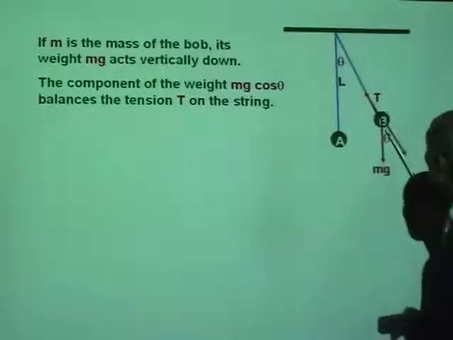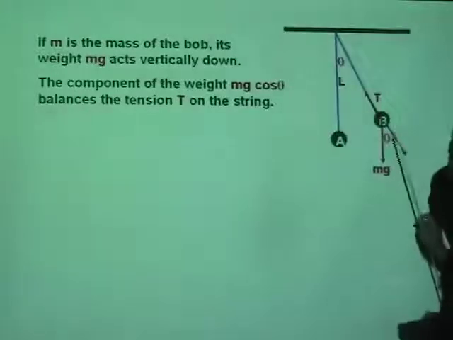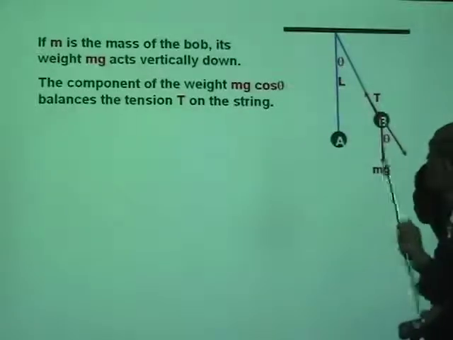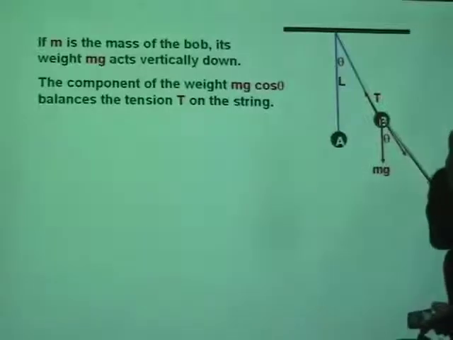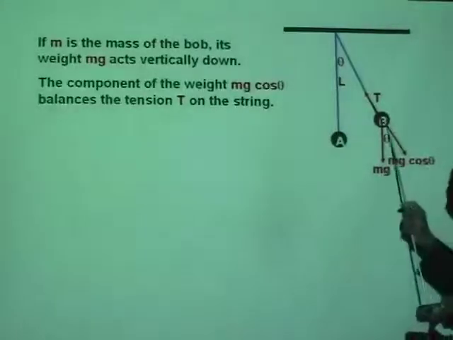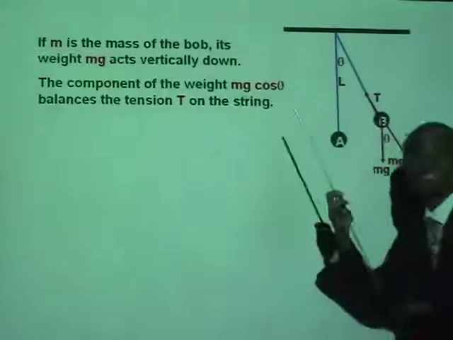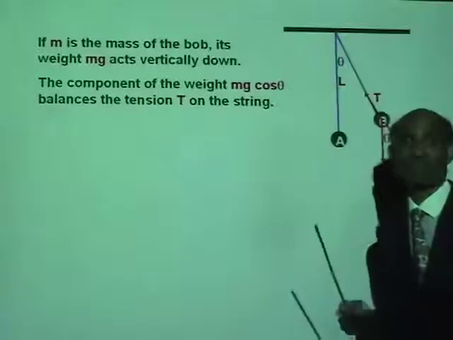Now this angle will be the same as that angle theta. So this is the weight. The component of that weight in this direction will be mg cos theta. This is mg cos theta, which balances the tension in the string.